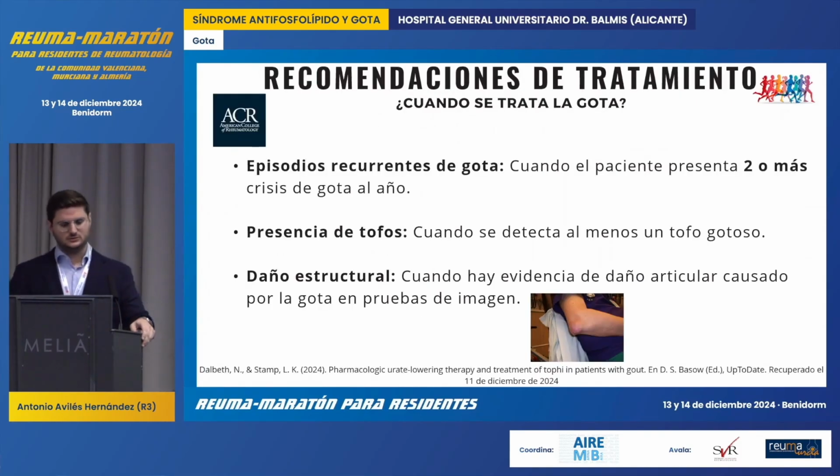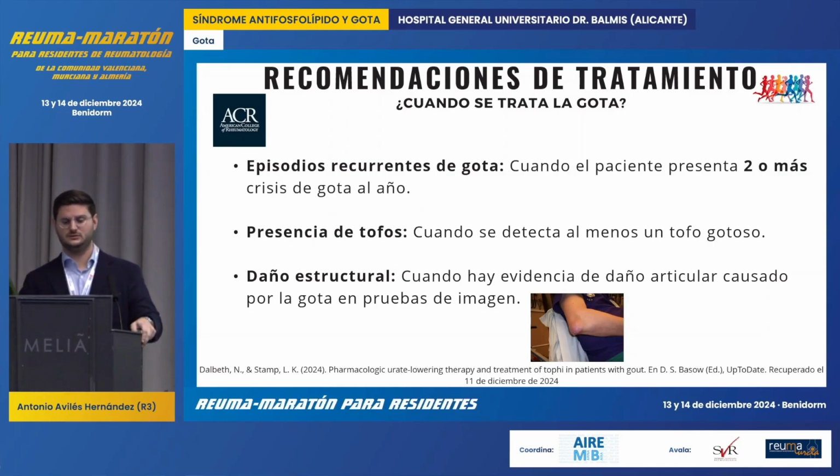We will now move on to discuss a somewhat controversial topic, the treatment recommendations for gout. For this, we have used the recommendations from the American College of Rheumatology, the ACR. It tells us that gout should be treated when one of these three scenarios is present. When there are recurrent episodes of gout, as long as there are 2 or more gout attacks per year.